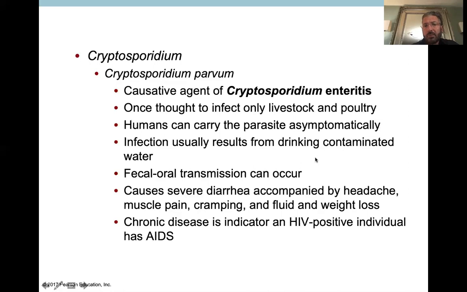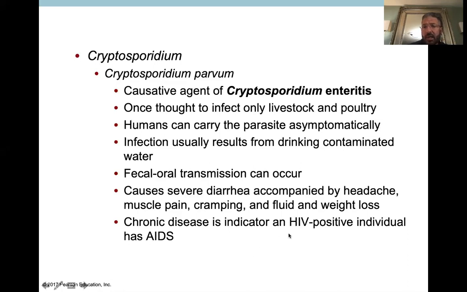Fecal-oral transmission can occur, so this can be excreted in the GI tract and picked up through the fecal-oral route. Causes severe diarrhea, accompanied by headache, muscle pain, cramping, fluid and weight loss. So get this, classic symptoms of flu or food intoxication from something, right? Hopefully you're just going to be drinking a lot of fluids, resting, and it should be self-eliminating.